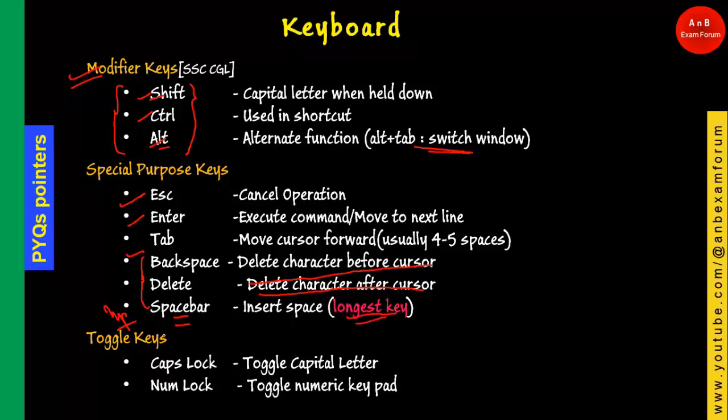They can ask you in the exam which are the toggle keys. You should remember it is caps lock and num lock. The purpose we have already seen in the previous slide. Caps lock, as you know, is used to toggle capital letters. If you press caps lock, whatever key you enter will be in capital letters. If you turn it off, it will be lower case. And num lock, we have seen, is used to toggle the numeric keypad on and off.